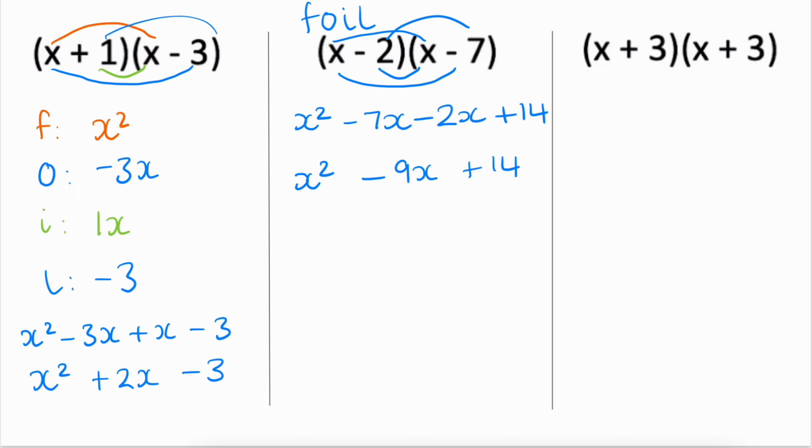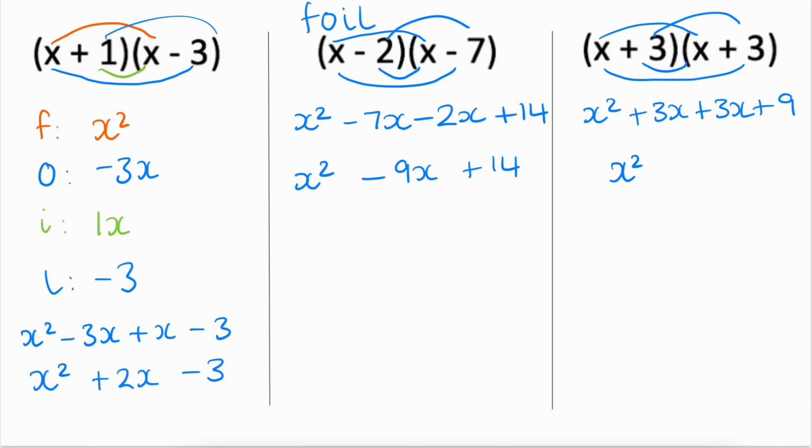And then the last one here, I have first, which is x squared, outside plus 3x, inside plus 3x, and last plus 9. So don't forget, each time you draw these brackets on, you are multiplying. You're timesing the two together, not adding. So now I have x squared, and I have plus 3x plus 3x. That can be simplified to plus 6x, and then I have my plus 9 at the end. So each of those has been simplified.